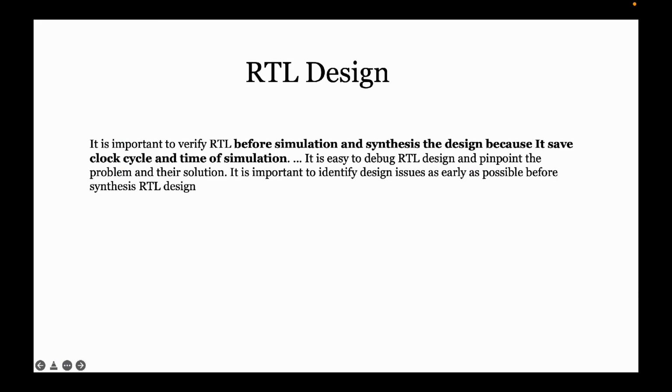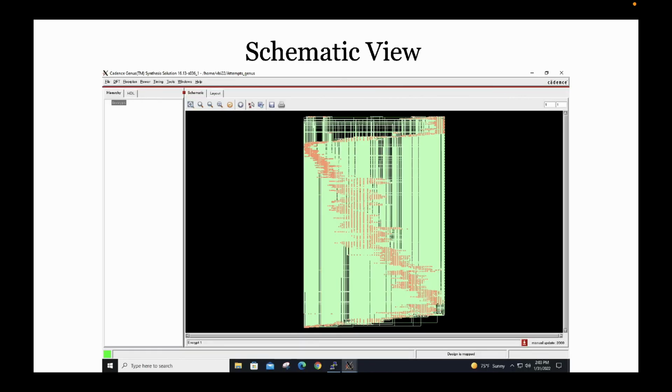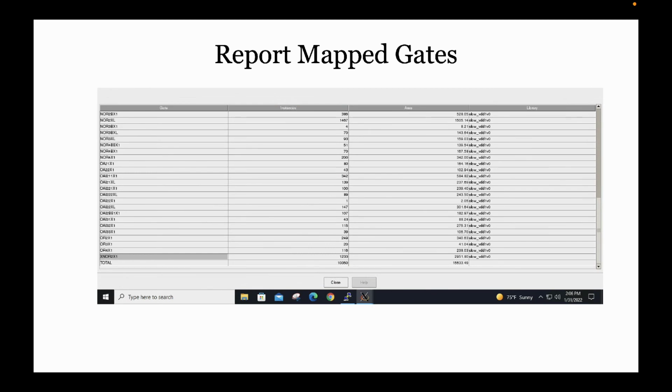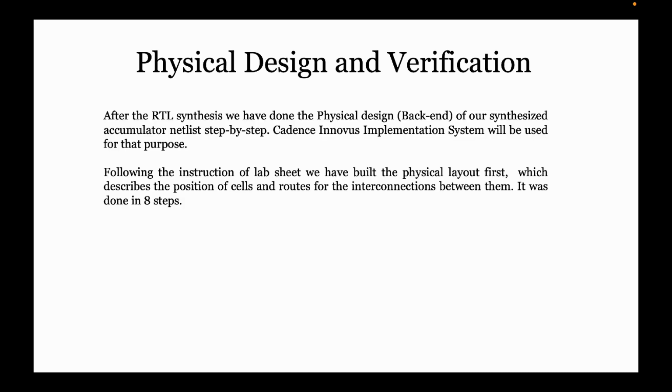Now, I will explain the backend design part, that is the physical design part of our project. First, we have completed the RTL design. RTL verification helps us to debug the RTL design and pinpoint problems and their solutions. It saves the clock cycle and time of simulation. Here you can see the schematic view of our design. We needed a total of 10,350 gates in the process.